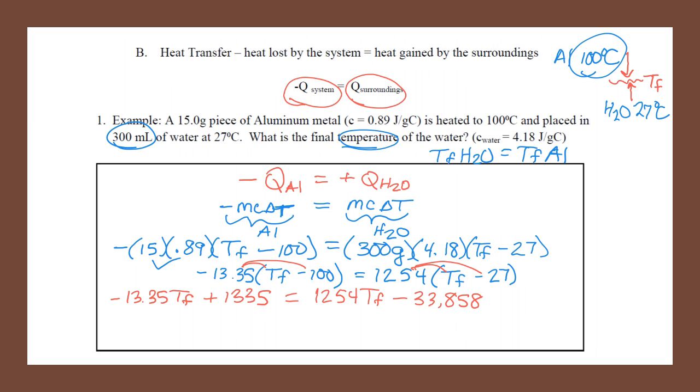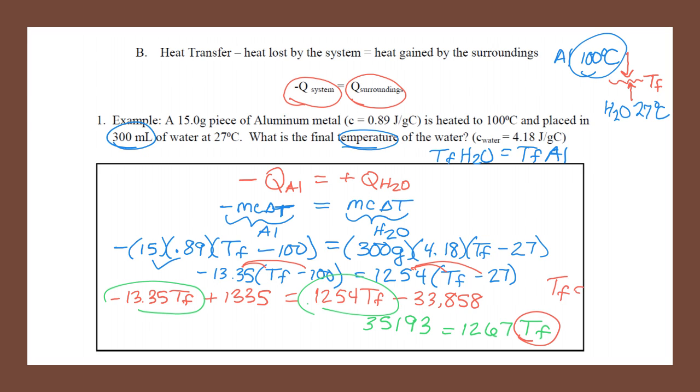All right, combining like terms, I need to get all of my TFs together on one side. If I can make them positive numbers instead of negative numbers, that's the easiest way to do it. So I am going to put my TF terms over on the right side of the equation. So 1254 plus 13.35, I'm going to get 1267 TF on the right side. Then I'm going to add 33,858 to the other side. It's going to give me 35,193. And then I'm going to solve for TF.